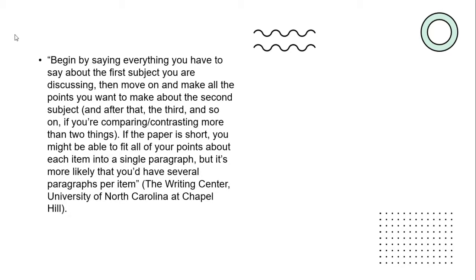So that's the model. You write about your first subject. In our case, it would be your first text, and then you move on to the second text and say everything you want to say about the second text. If the paper is short, you might be able to fit all of your points about each item into a single paragraph. But it's more likely that you'd have several paragraphs per item, and that's definitely recommended.